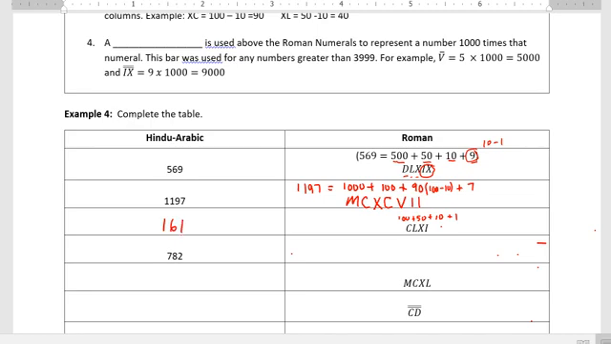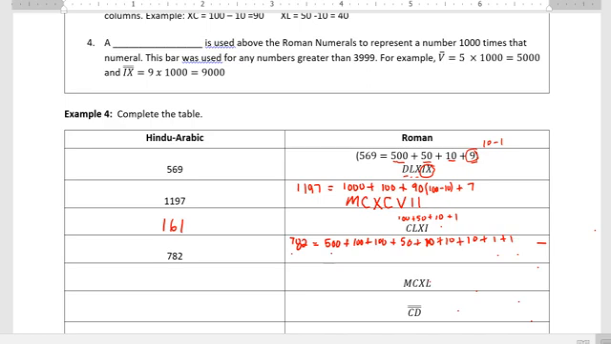So let's write 782. So for 782, we could write this as 500, since we have a symbol for 500. Then we're going to need 100 plus 100, so that gives me 700. Then we need to get to 80, so we're going to add a 50 plus 10 plus 10 plus 10, that's going to be 80, and then we have 2.